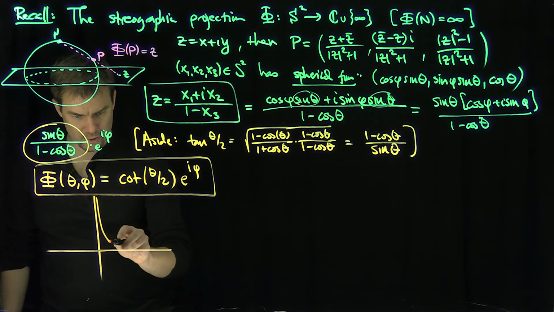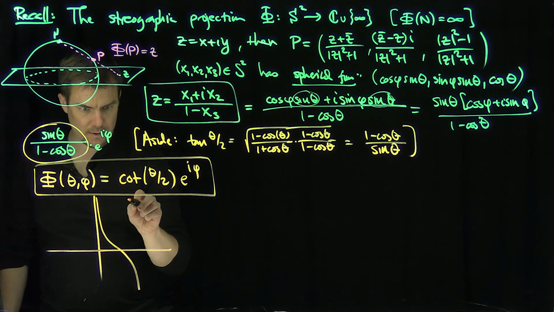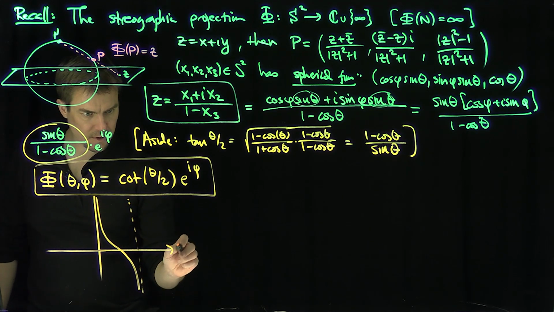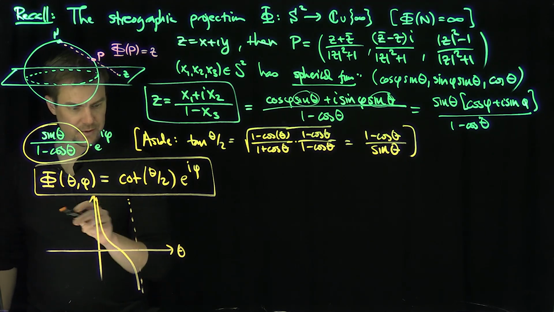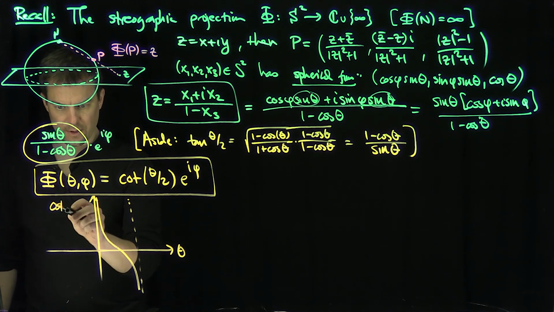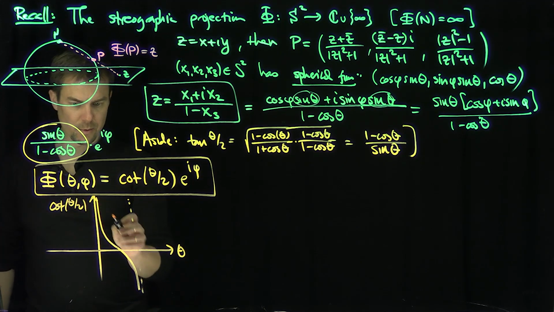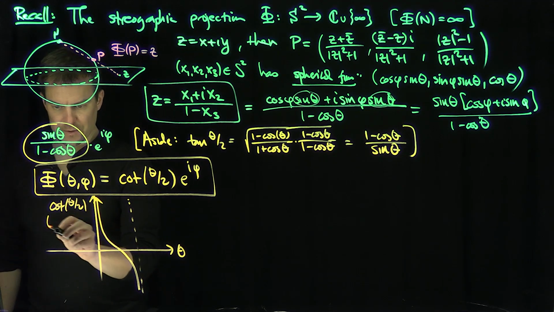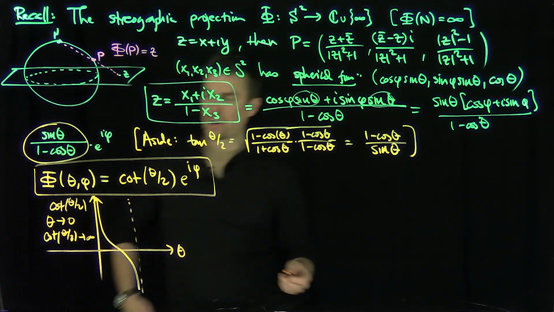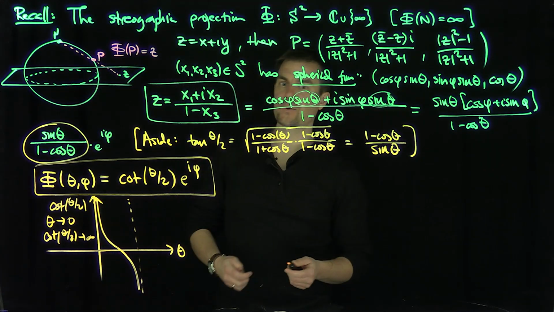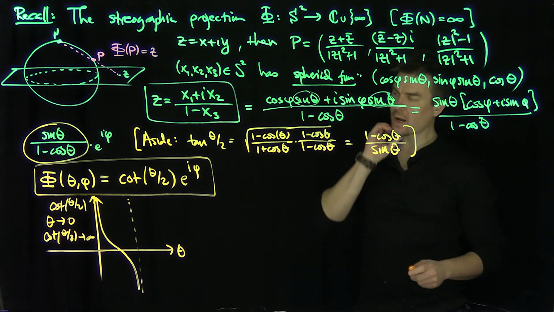Cotangent has this sort of structure over here. There's pi over 2, like that. That's the graph of cotangent. There's our theta axis, and there's the f of theta axis. There's the cotangent of theta over 2 axis. And clearly as theta goes to 0, the cotangent of theta over 2 goes to infinity, and that matches what we know about the North Pole being mapped to infinity in the stereographic projection, okay?